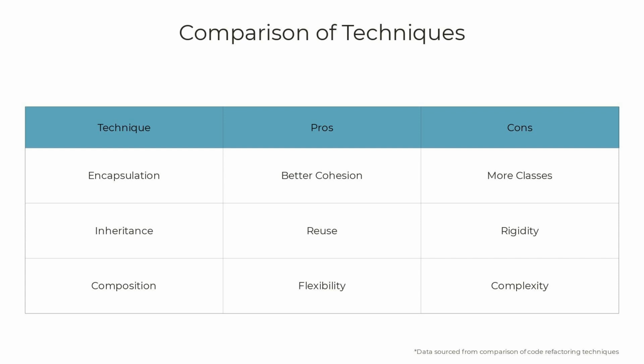Refactoring is the art of restructuring code to improve its design and maintainability, and it involves several powerful techniques to achieve these goals. In this text, we'll compare 3 essential refactoring techniques: encapsulation, inheritance, and composition.